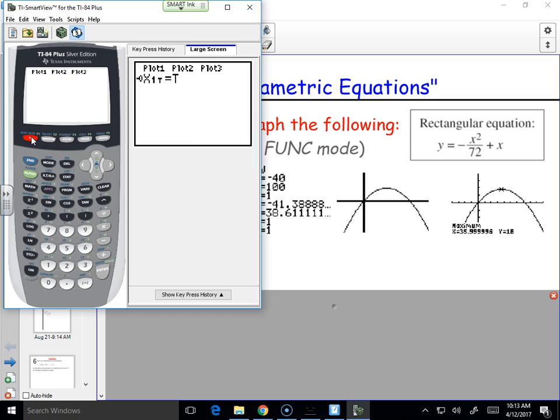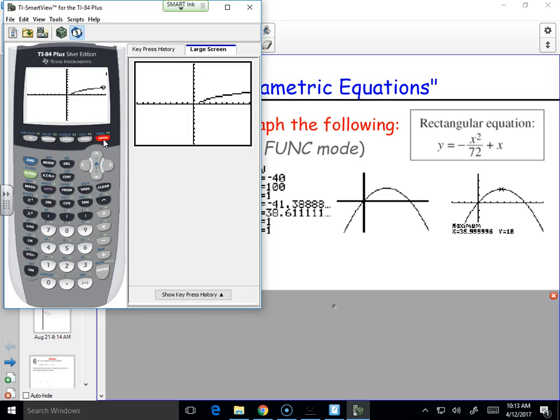Maybe I didn't do anything exciting enough. Maybe like, I don't know, t squared plus 1. Okay, go. It's because parametric functions come in pairs. Parametric functions come in pairs. And so in order to graph parametric functions, I need not only x, but I also need y.